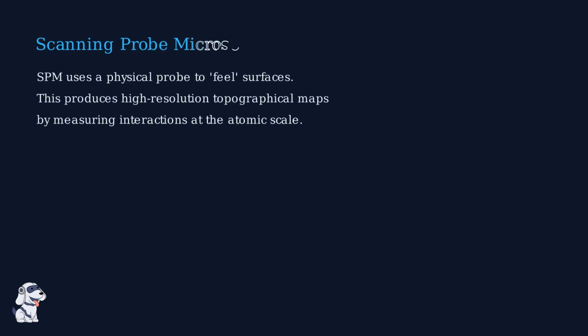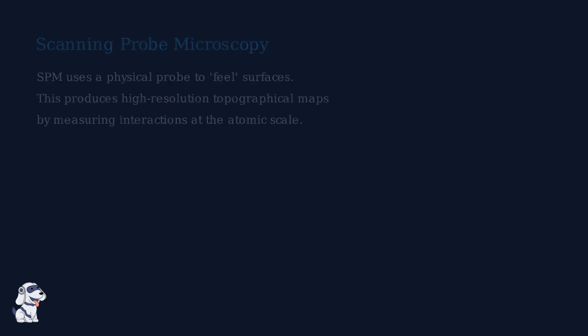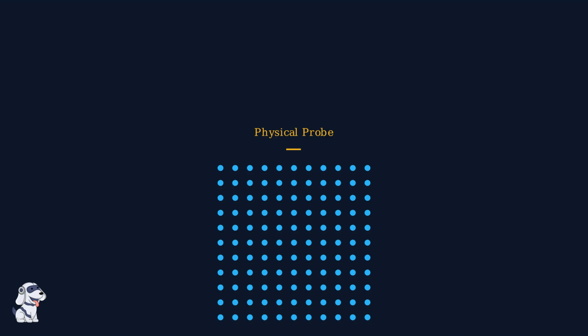Scanning probe microscopy represents a departure from traditional optics. Instead of using light to image a sample, it uses a physical probe to feel the surface of a specimen. In atomic force microscopy, a sharp tip at the end of a flexible cantilever scans the surface. As it moves, the probe detects the subtle forces between individual atoms. A laser reflects off the back of the cantilever onto a detector.